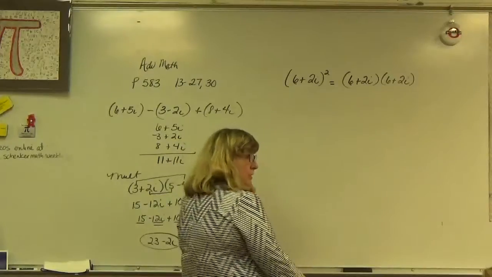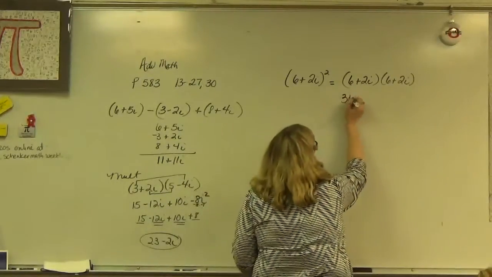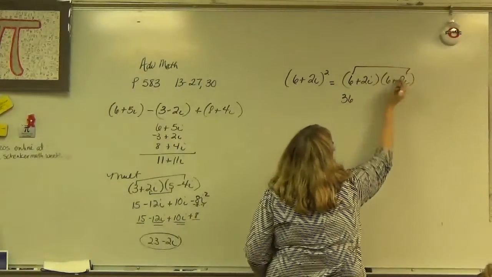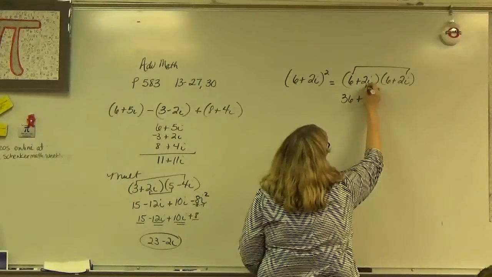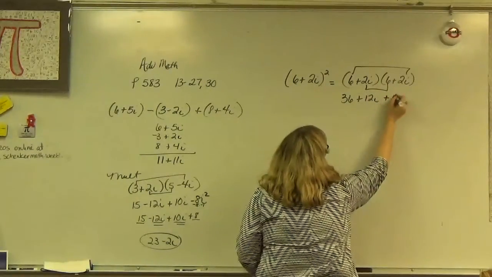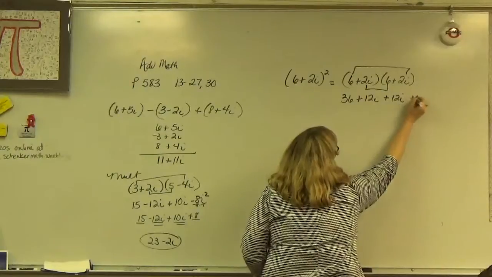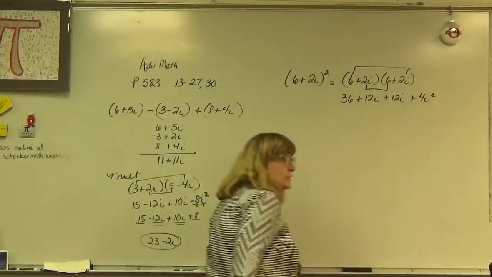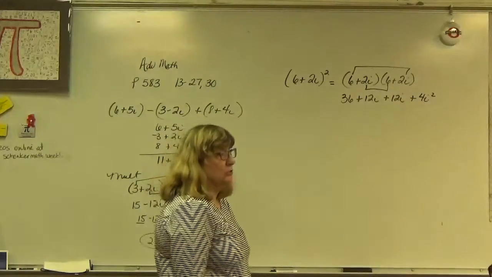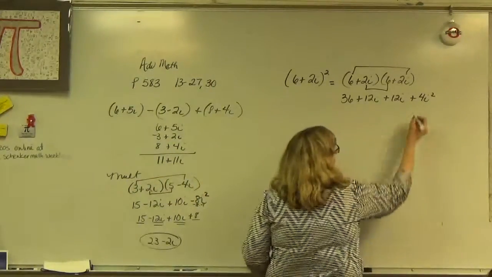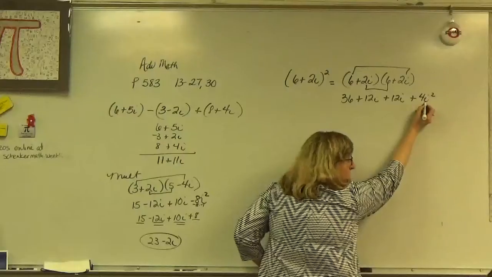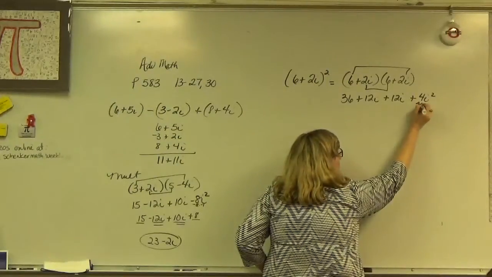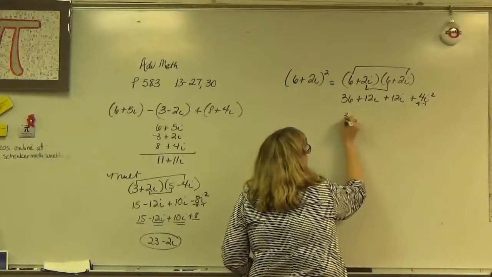What's first times first? 36. Mason, what's the outer? 12i. What's the inner, Delaney? Yes. Delaney, what's last times last? That is 4x squared. Now, what can we simplify, Zach? What's i squared change to? -1. So what's 4 times a -1? -4.